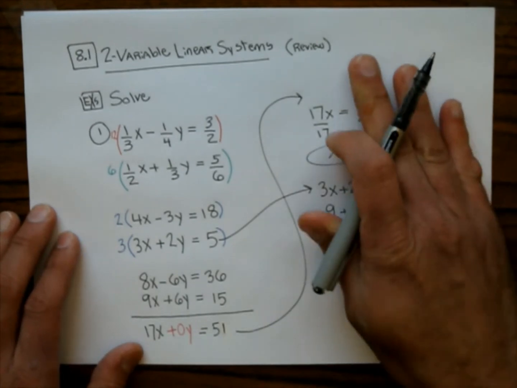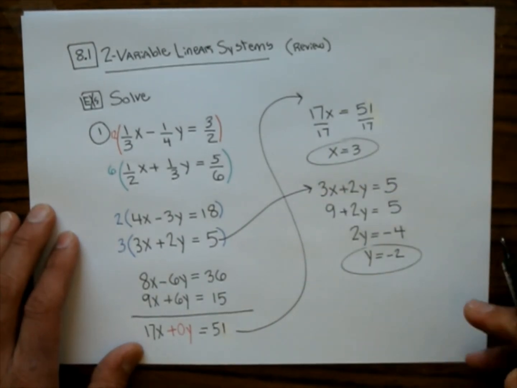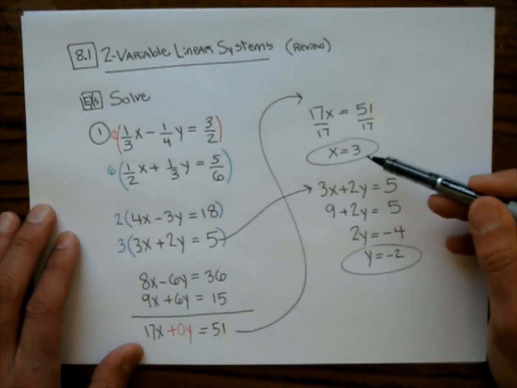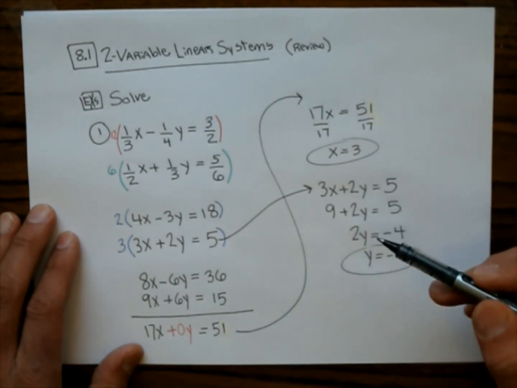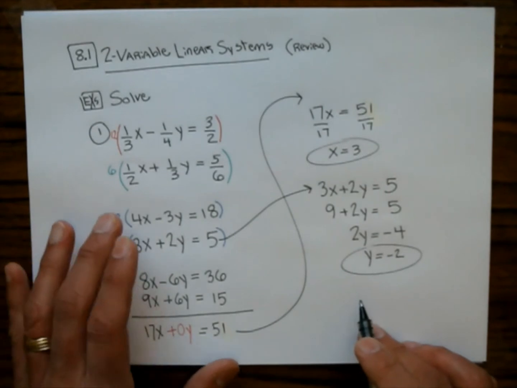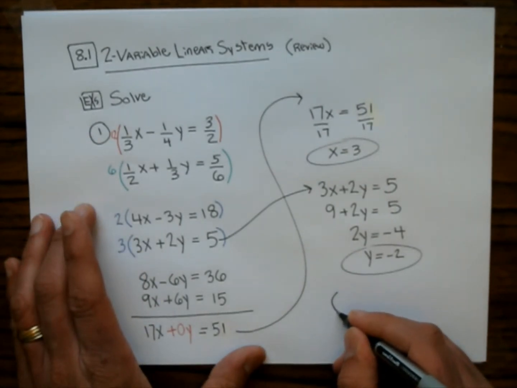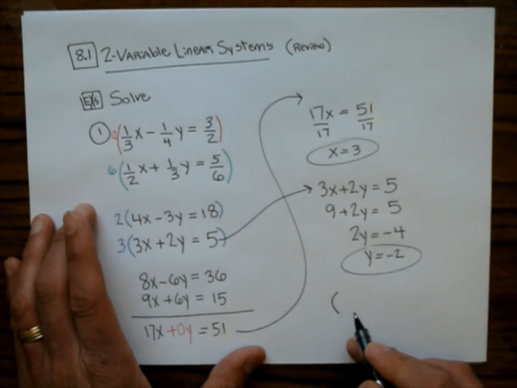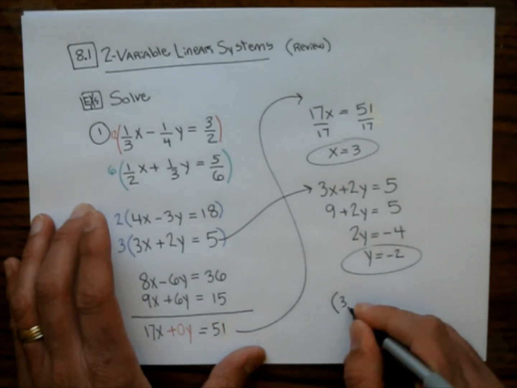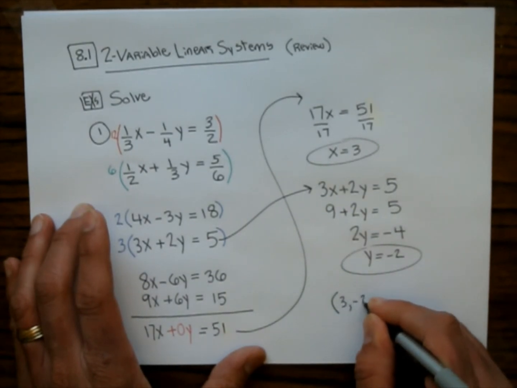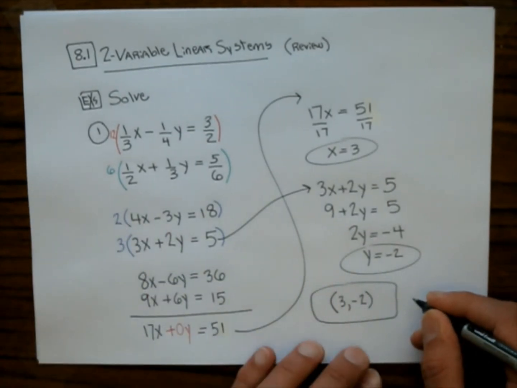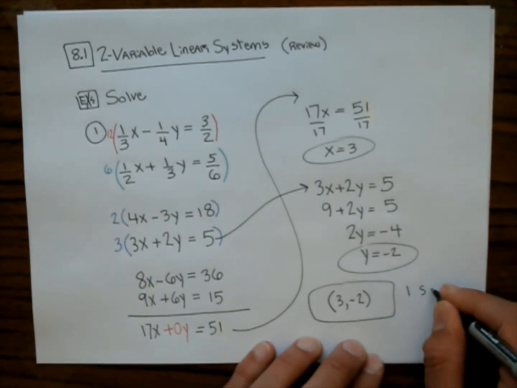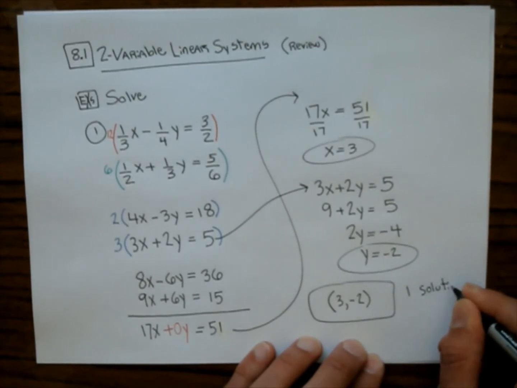So a good question to ask is how many solutions are there? And a lot of people would say, oh, there's 2, 1, 2. But actually, there's only one solution. And that solution is the ordered pair. And our ordered pairs are x comma y. So that would be 3 comma -2. So I have one solution here. One solution.